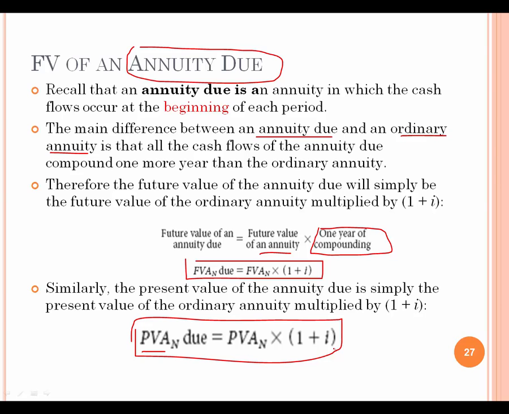And the only difference is, well, again, the ordinary annuity starts the payment 1 year later, or say at the end of each year, and the annuity due starts the payment at the beginning of each year.